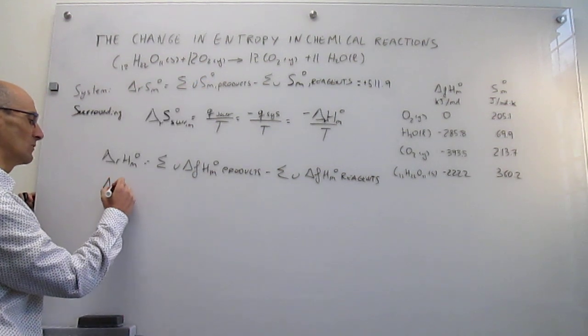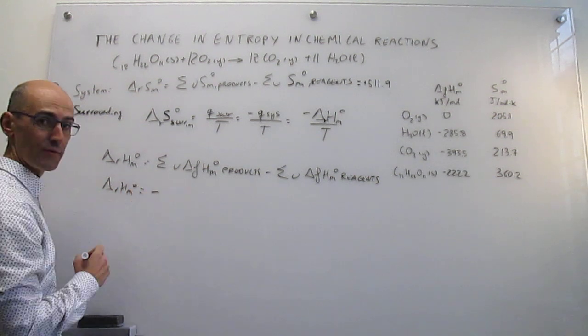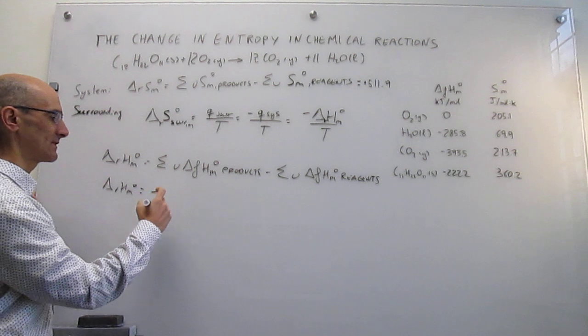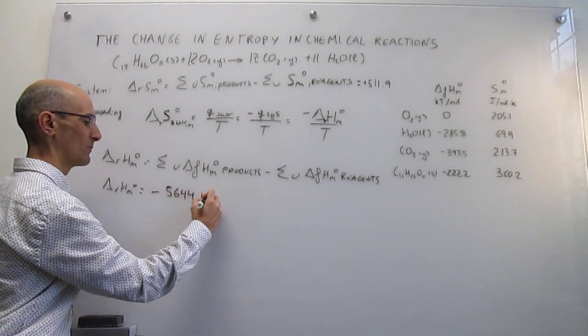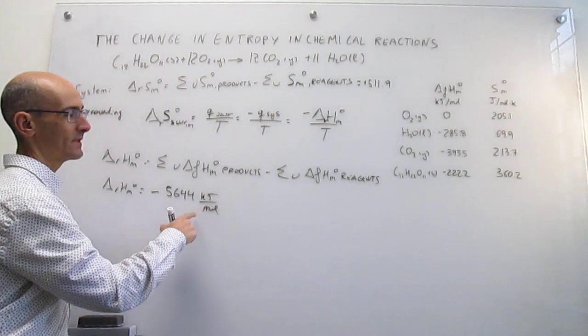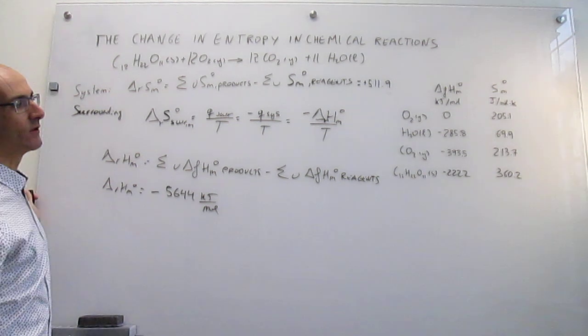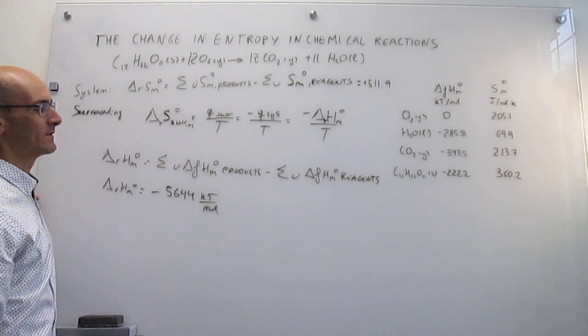And when you actually do that calculation, this number turns out to be exothermic, so that means this has a negative sign right there. So there's going to be 5644 kJ per mole. Now this is simply the enthalpy of the reaction, but it's something that you need in order to calculate what the change in entropy in the surroundings would be for this particular reaction.